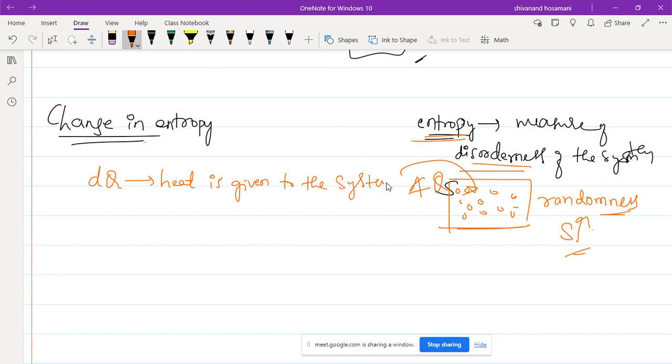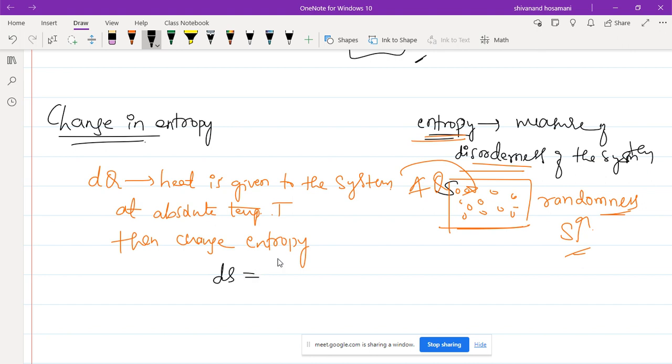It is given to the system at absolute temperature T. At absolute temperature T, the change in entropy is given by, that is, delta S, or dS, is equal to dq divided by T. Disorderness changes as you give heat to the system. So delta S is equal to dq divided by T.